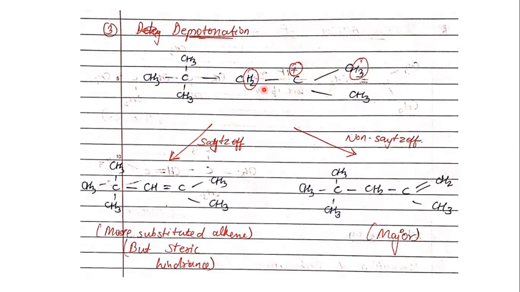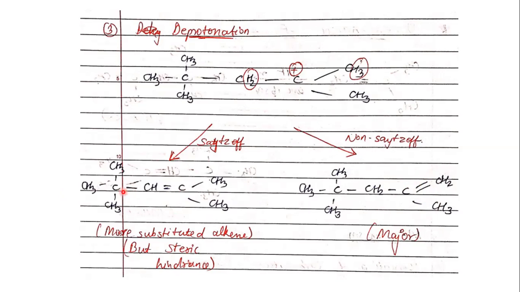As per Saytzeff rule, what is going to happen? Saytzeff says that the alkene formed is the highly substituted one. So ideally, according to Saytzeff, this proton is going to be removed and you will get a C=C double bond here. This is a more substituted alkene according to Saytzeff. According to the non-Saytzeff rule, this proton will be removed and you will get an alkene between this C and this C. As per the original reaction that we saw, the non-Saytzeff product is your major product.